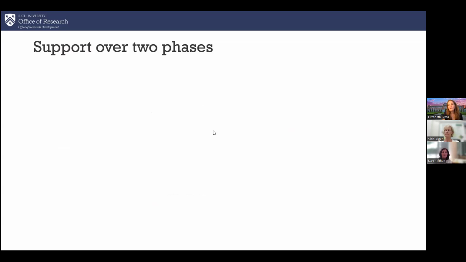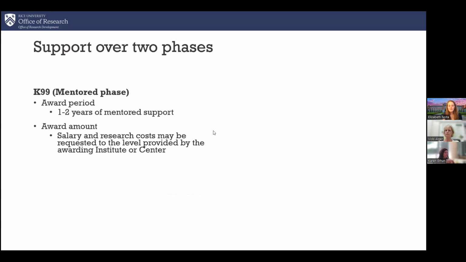So the support for the K99 R00 is going to occur over 2 phases. We have a mentored phase, that's your K99. The award period, as I mentioned, is 1 to 2 years of mentored support. Salary and research costs are going to be different based on the institute or center, and you can look that up.